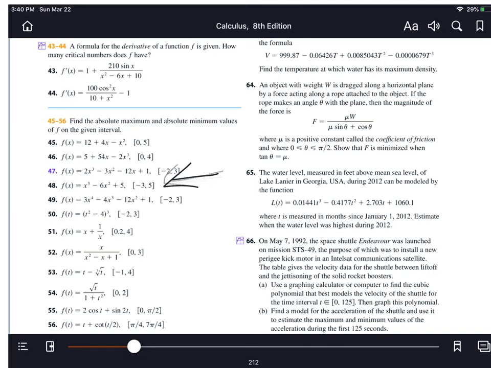This is an extra example out of section 3.1. I thought we could do this problem 48 here that I've pointed to, finding the absolute max and absolute minimum values of the function f on this given interval. The function is x cubed minus 6x squared plus 5. The interval is from -3 to 5.